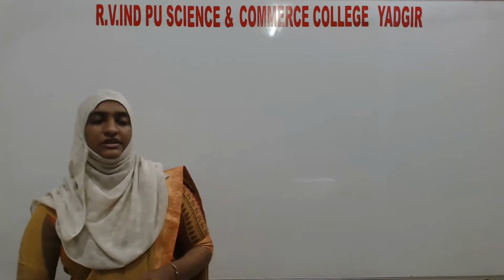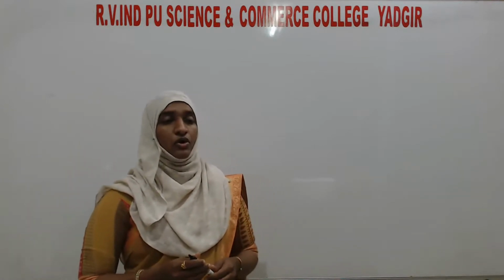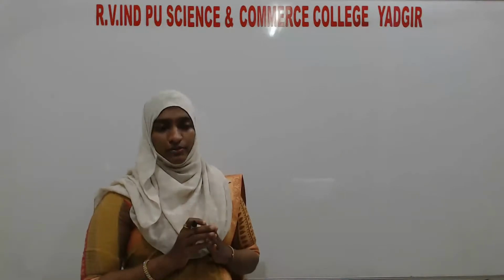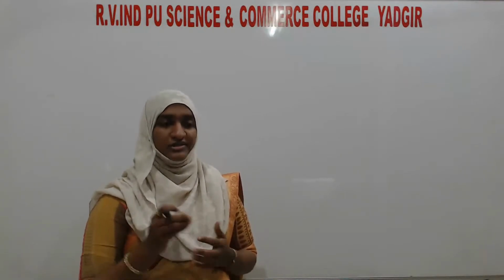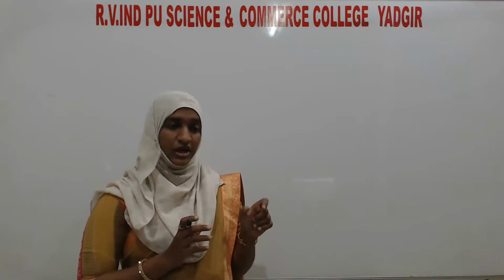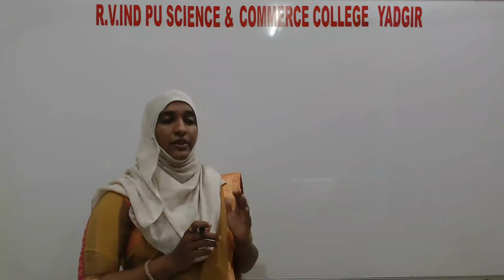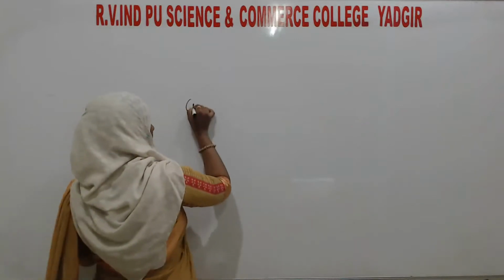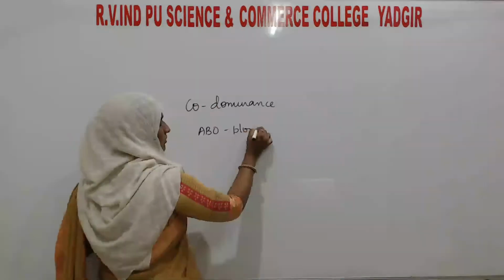So good morning students. In the last class we were discussing codominance. Codominance is where both the alleles of a particular gene are going to express themselves. That is what we call codominance. For that, what example had we taken?